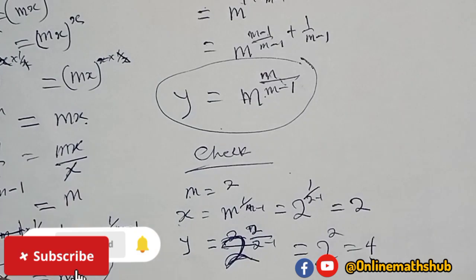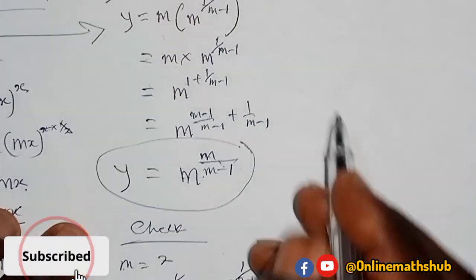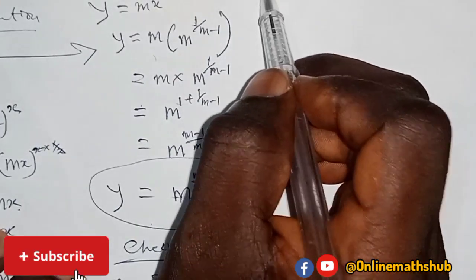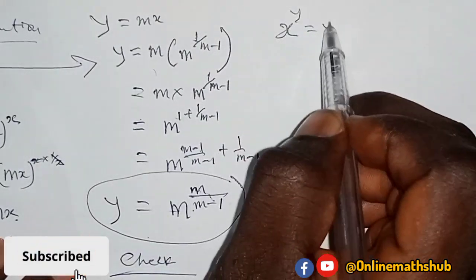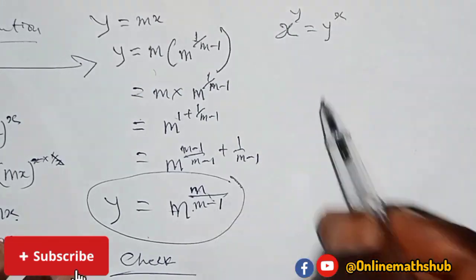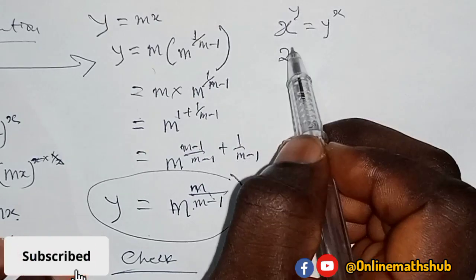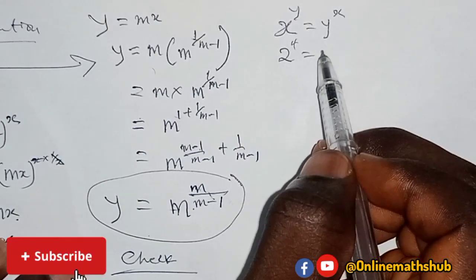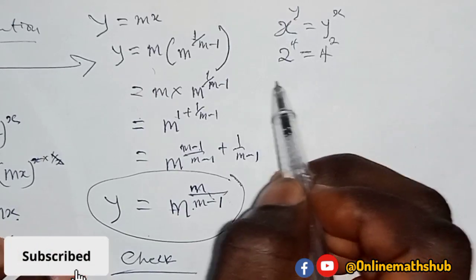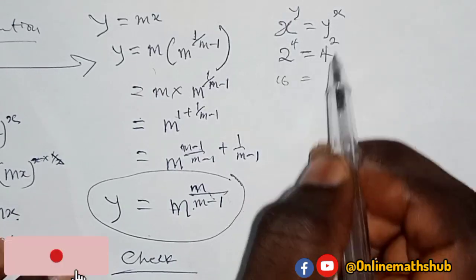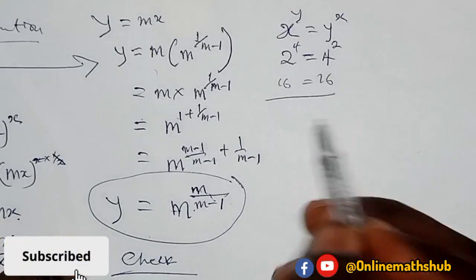So to show that it holds, if we plug it into the equation we're actually solving, which is x raised to power y is equal to y raised to power x. My x is equal to 2 right here, and my y is equal to 4. Now I'm going to check whether it's the same as 4 raised to power 2, and of course clearly this is 16 and this is also 16, so it holds. Now let me just check another one.